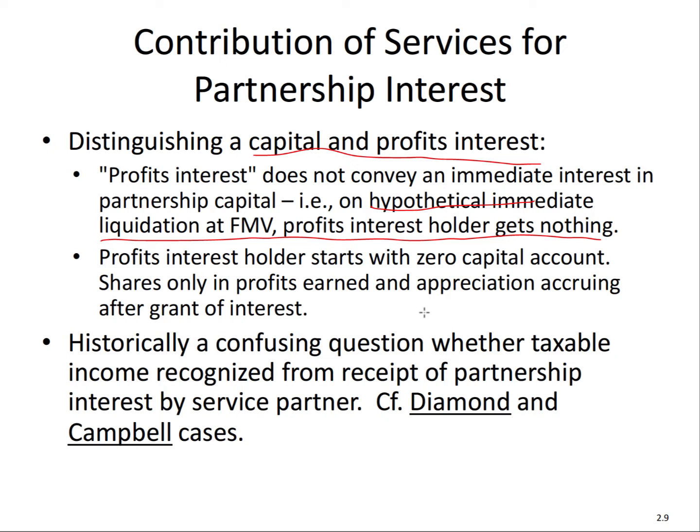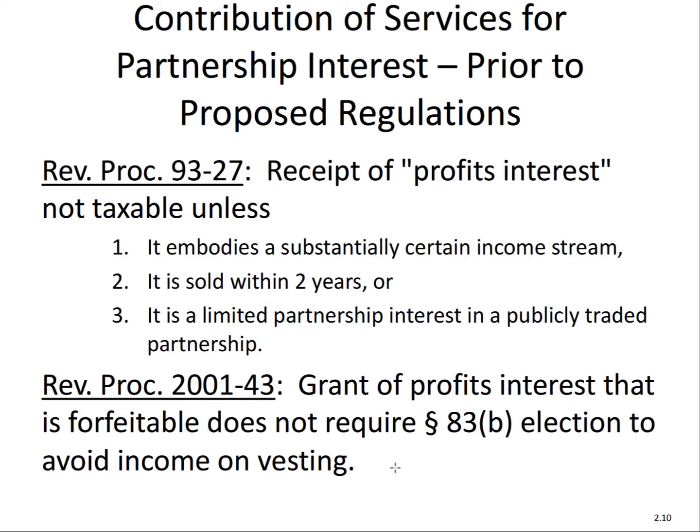Now, historically, there's been some changes in the law with respect to this. There was a Diamond case, a case called Diamond and Campbell, which talked about you had to distinguish between the two. And the Rev Procs did the same thing. Now, Rev Proc 2001-43 basically came in and said that you don't have to do a Section 83B election. I don't want to get into that. That's a little bit beyond the scope of this. But I just want to mention that.